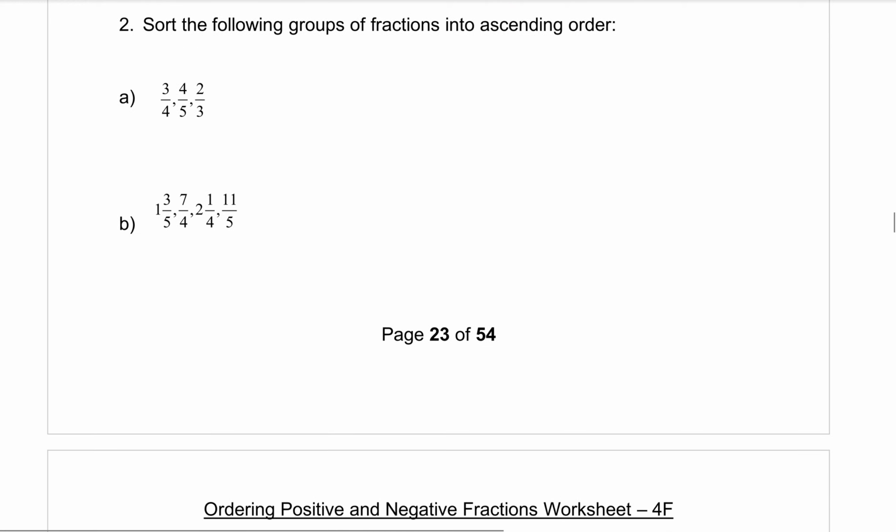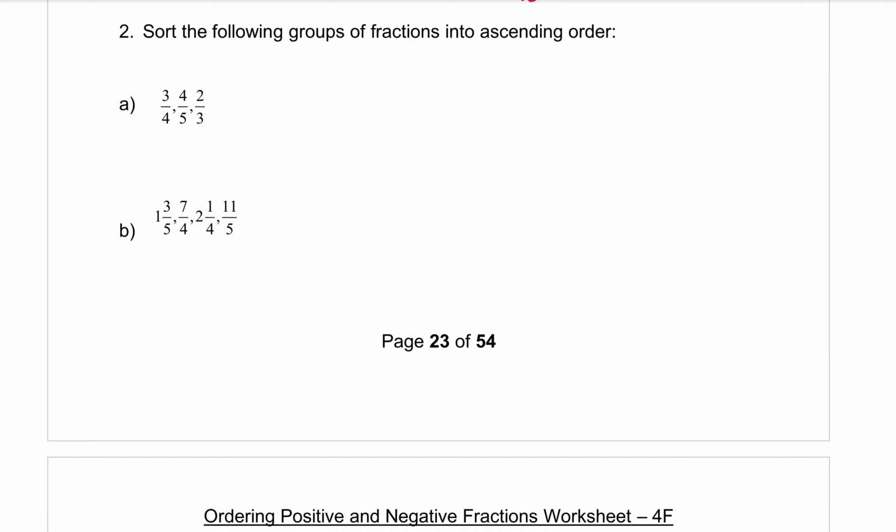Example 2. Sort the following groups of fractions into ascending order. Remember that ascending means that we want from the smallest one through to the highest one. Now looking at the fractions that we have down here for part A, all of those denominators and all the numerators, they are all different. So we need to have a common denominator so that we can compare them accurately.